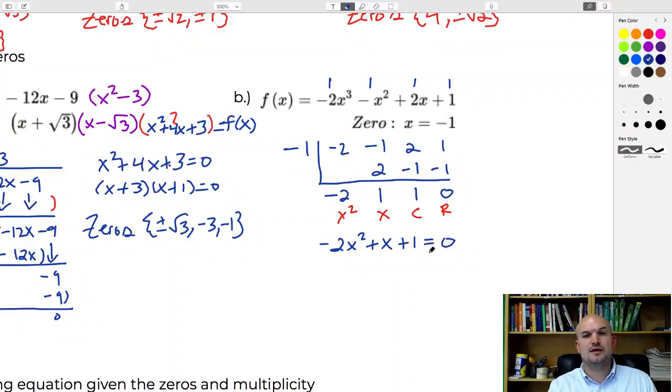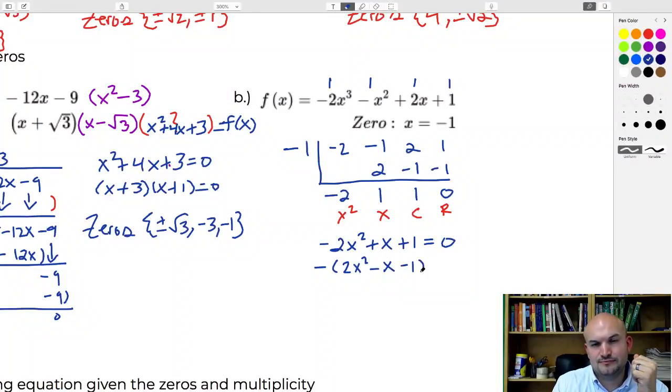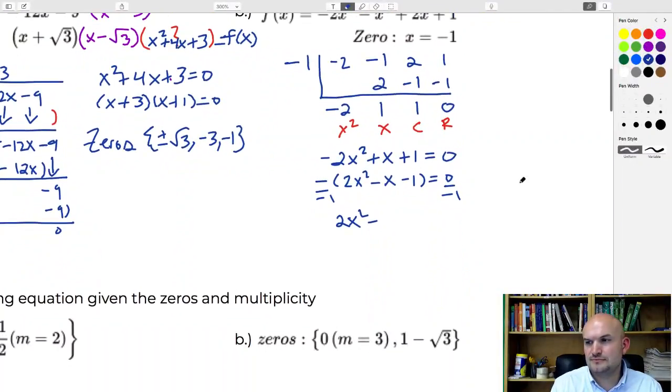equal to 0. Okay, now we want to see if this is factorable or not. Well, the first thing, I want to get rid of this negative. I don't want to be dealing with this negative. So I'm going to factor out the negative, so that would give me a positive 2x squared minus x minus 1 equals 0. And now I can just divide out the negative 1 on both sides, get rid of it. So therefore, I'm left with 2x squared minus x minus 1 equals 0.